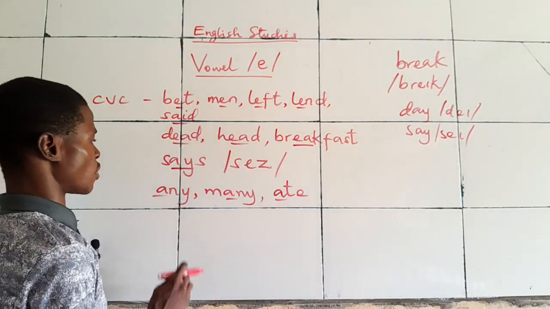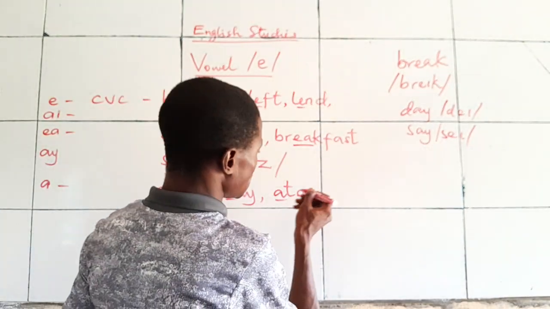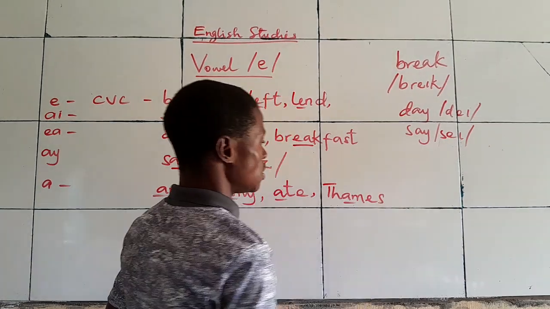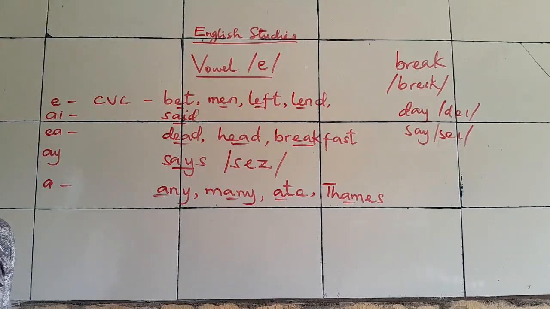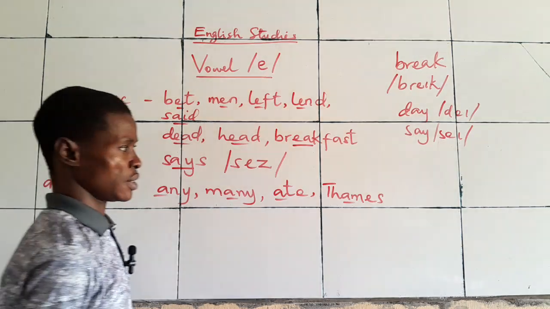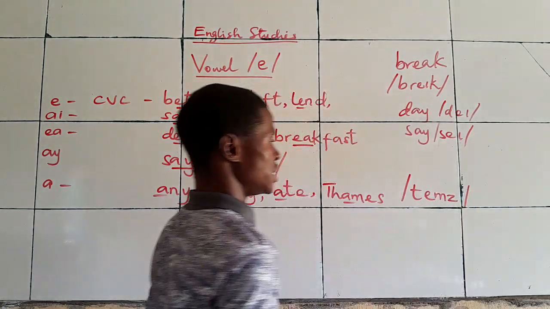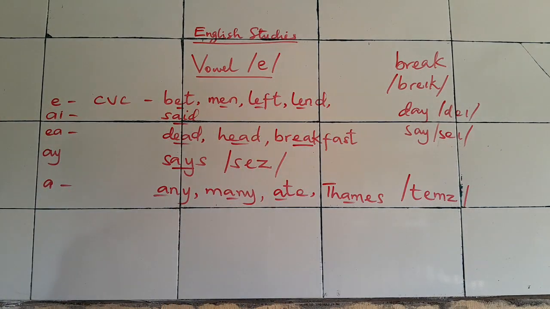Apart from ate, there is this word, T-H-A-M-E-S, pronounced Thames. Yes. It is not going to be pronounced the way it is written. We rather call it Thames. We have many more like this, many more of this category. We have many other words. Apart from E, A-I, E-A, A-Y, A.